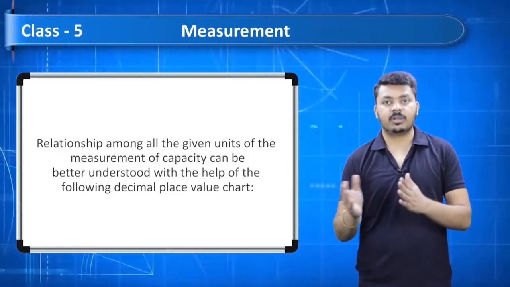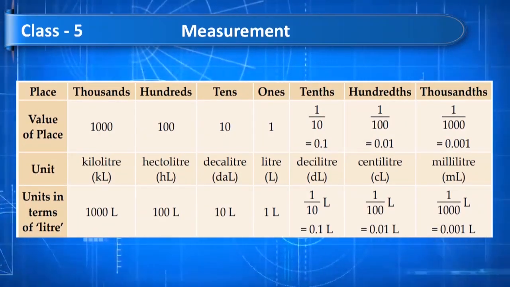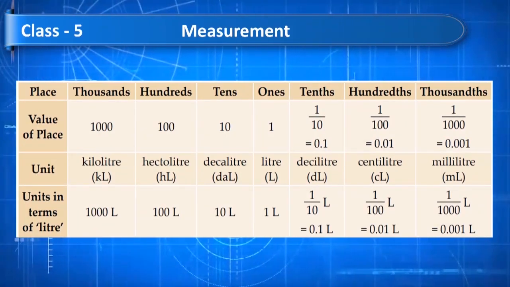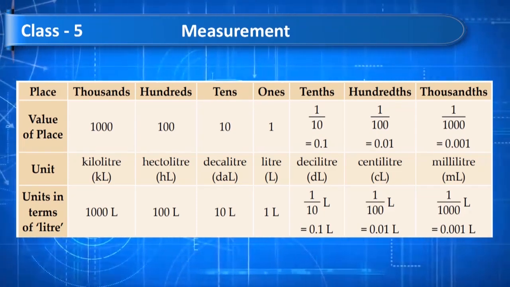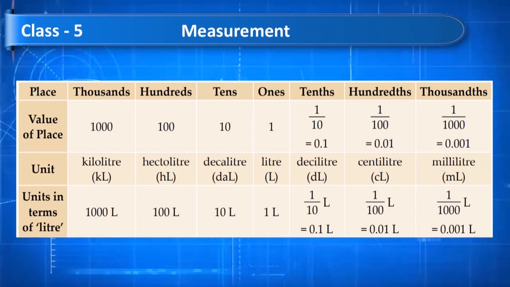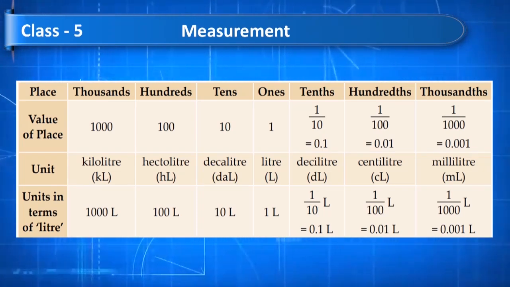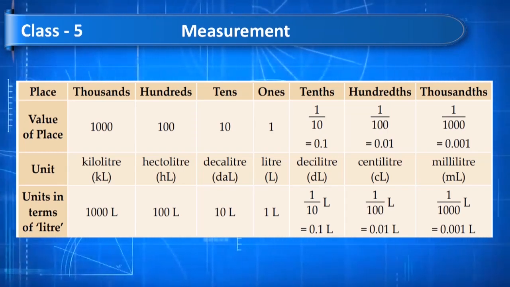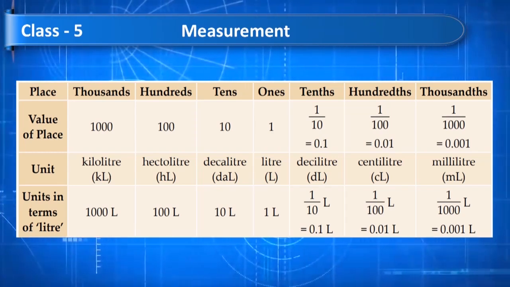Relationship among all the given units of the measurement of capacity can be better understood with the help of the following decimal place value chart. As you can see here in the chart, at the thousandths place, the unit is kiloliter, and in terms of liter, it is equal to 1000 liter. Similarly, at hundredths place, the unit hectoliter, which is equal to 100 liter. At tenths place, decaliter, which is equal to 10 liter. At ones place, it is liter, which is equal to 1 liter.